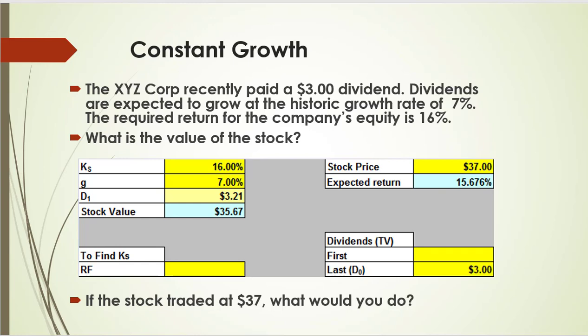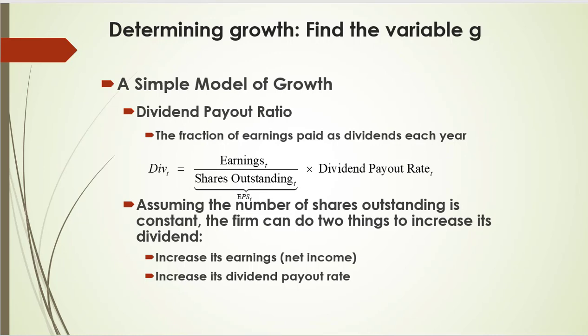The next thing we want to talk about is how we find these variables. The first variable we want to talk about is this variable G. G represents the future growth rate of dividends. The dividend payout ratio, something we know of obviously, is just the percentage of earnings that are paid out to shareholders. If you assume that the number of shares outstanding is constant, the company can only do two things to increase its dividends. It either has to increase earnings or it has to increase the dividend payout rate, the percentage that's paid out.